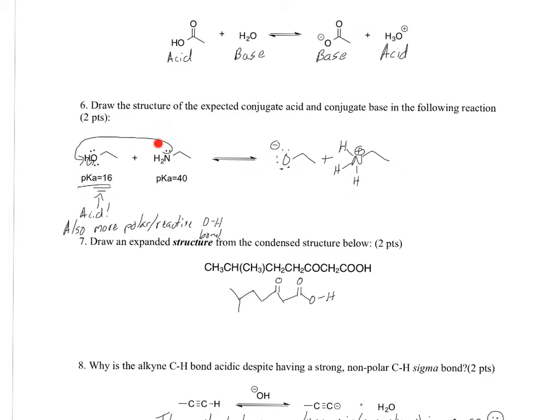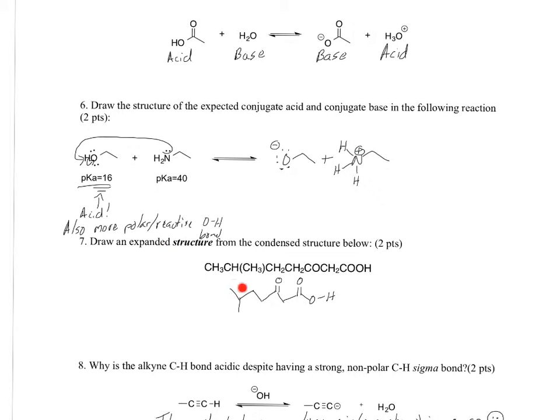So those electrons are going to attack. You break the OH bond. Oxygen gets a lone pair, so now it has a negative charge. Nitrogen has used its lone pair to form a new NH bond, so now it has a plus charge. And so this would be the conjugate base, and this would be the conjugate acid.